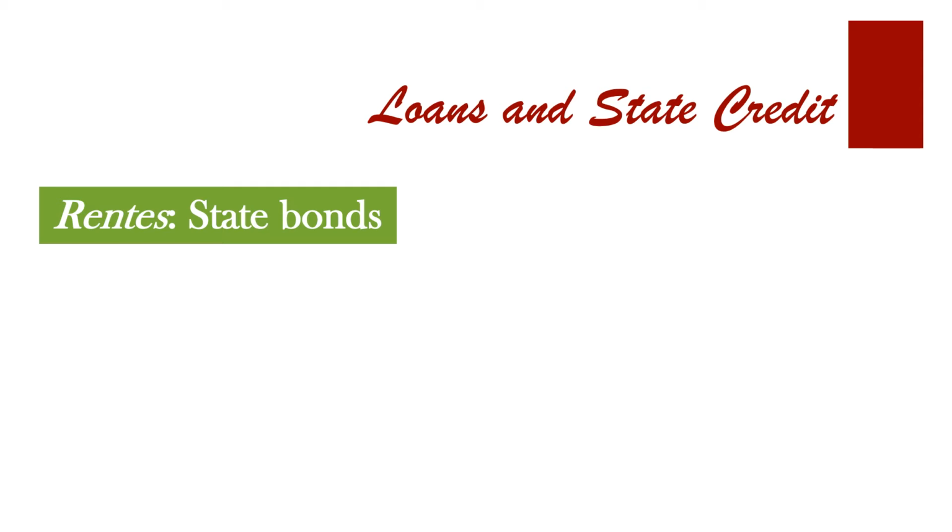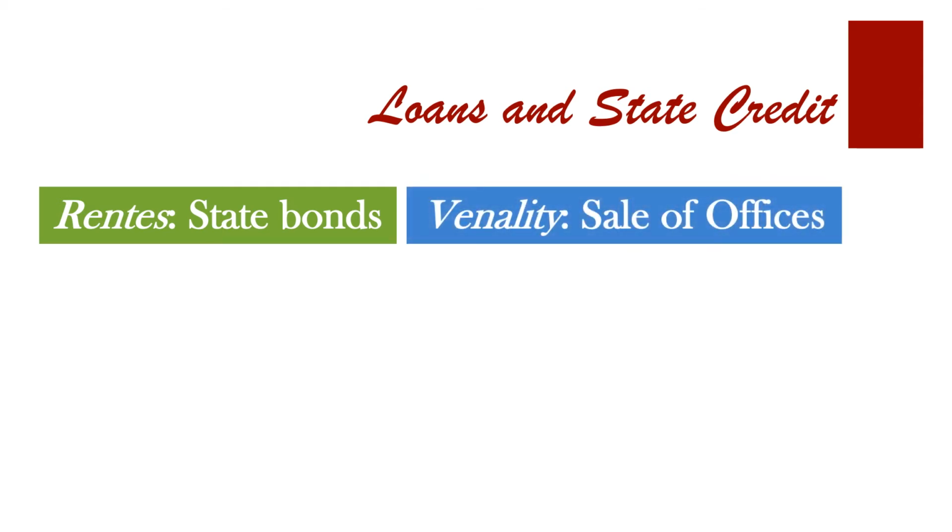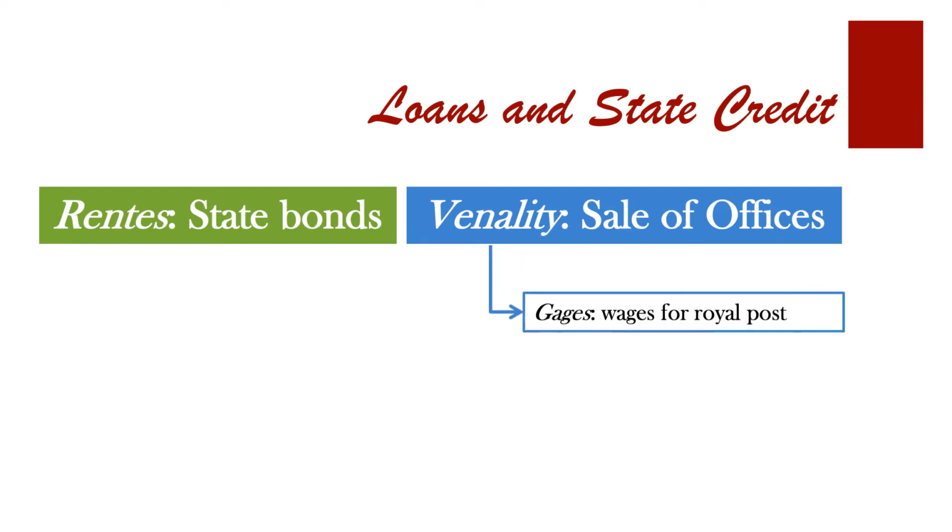The second was a bit more complicated. The monarchy sold venal offices in the royal administration to the highest bidder, and the sale of offices effectively acted as a loan. People would pay a certain amount up front and then would recollect that amount plus some in wages, or what were called gages, for their position over the course of time.